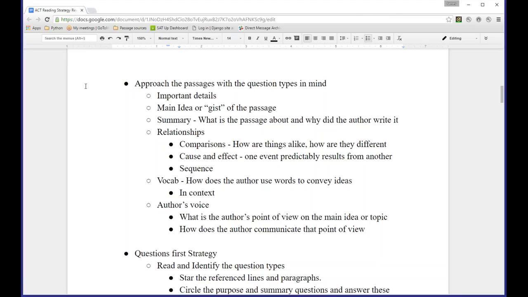And vocab, how does the author use words to convey ideas, particularly in the context of the passage? What does that word mean here? What job is it doing? All right. And then the author's voice. What's the author's point of view? How do they communicate that to us? Do they like idea X? Do they think it can be improved or whatever it is? We want to make sure we understand the author's take on the main topic and what the author wants us to think.